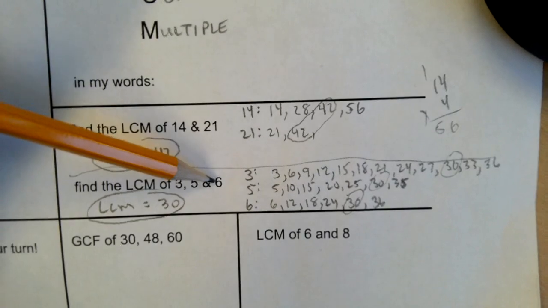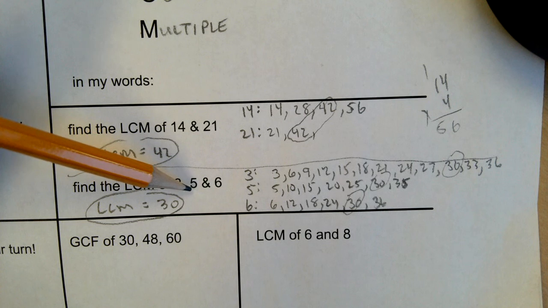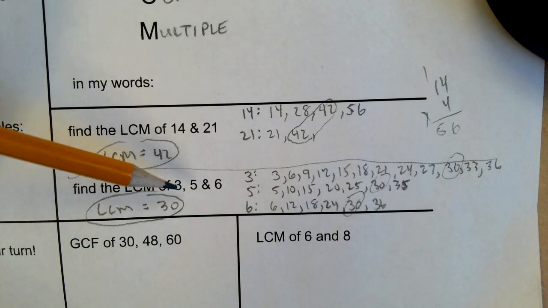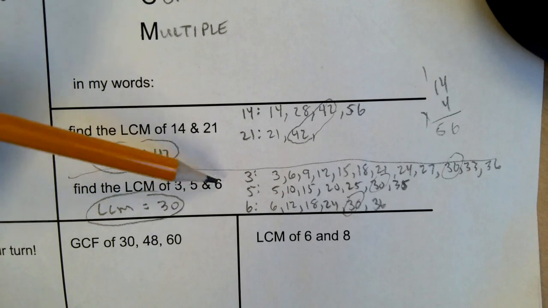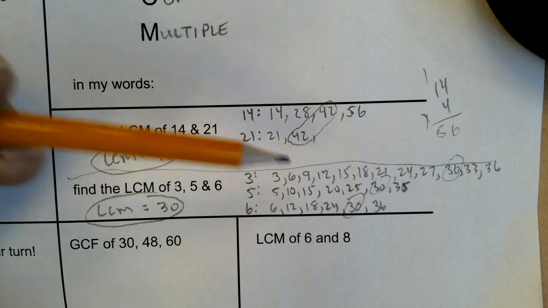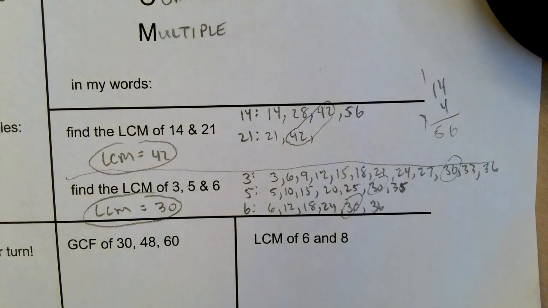6 times 3 is 18. 3 goes into 18, but 5 doesn't go into 18. 6 times 4 is 24. 3 goes into 24, but not 5. And then 6 times 5 is 30. 5 goes into 30. 3 goes into 30. So you know the LCM is 30.